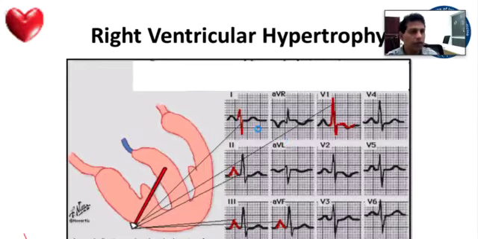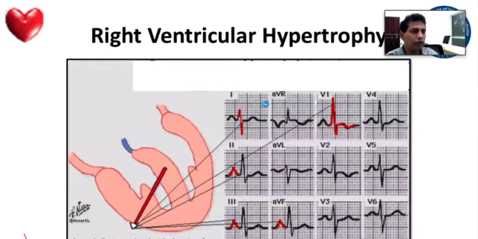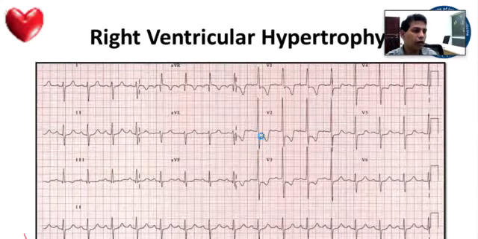Now this is a real ECG of right ventricular hypertrophy. As you can see, in V1 and V2, usually the R waves are negative, and you only see an S wave, and there is no positive R wave, but here you find the R wave together with the downsloping ST segment depression.